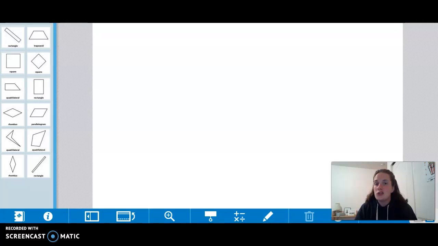We have a special name for shapes with four sides. We call those shapes quadrilaterals. Can you say that with me? Quadrilateral. Quadrilateral. Quad means four. So when we say quadrilateral, that means it has four sides.